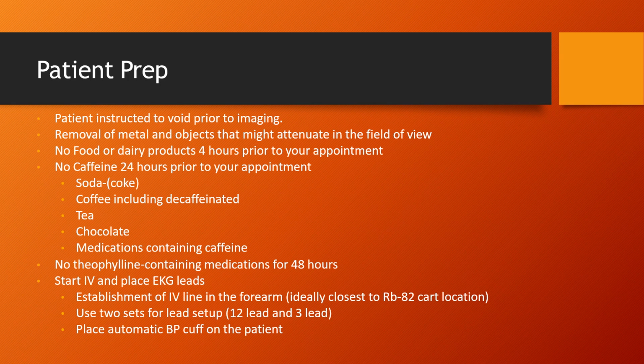Patient prep for cardiac MPI studies with PET is very similar to the myocardial perfusion studies with SPECT. The patient will be instructed to void prior to imaging and remove all metals and objects that may attenuate in the field of view. Patients should be instructed to have no food or dairy products for 4 hours prior to the appointment and no caffeine for at least 24 hours prior to the appointment.